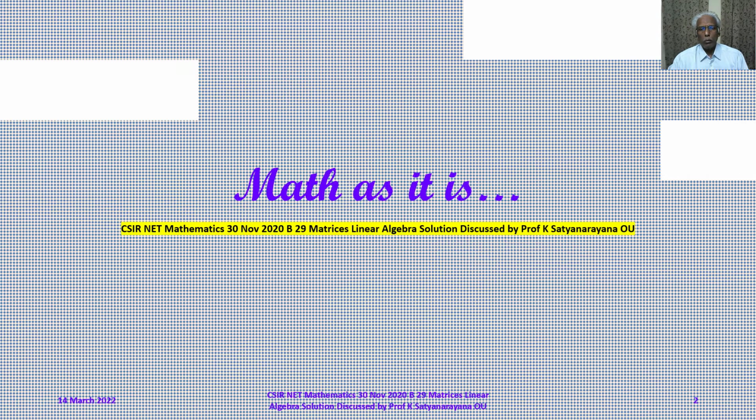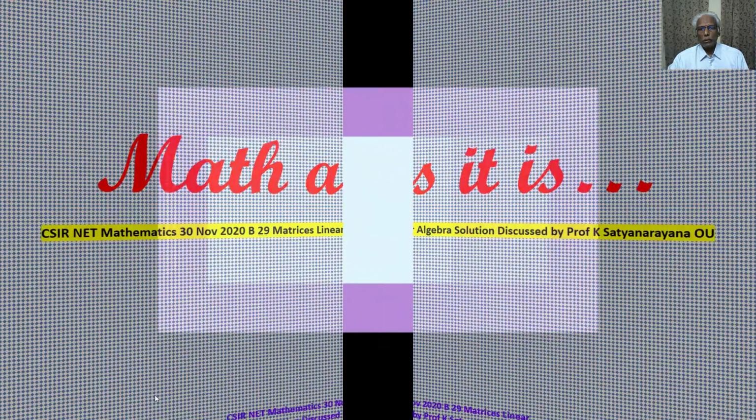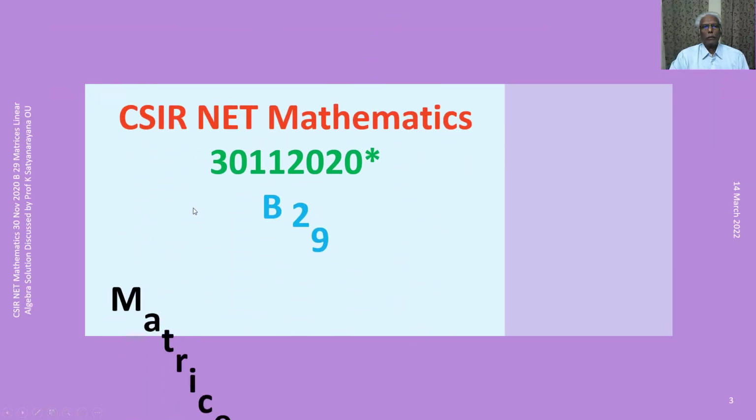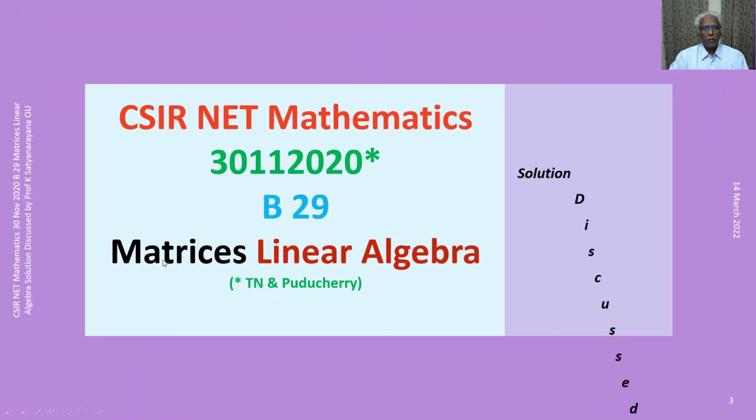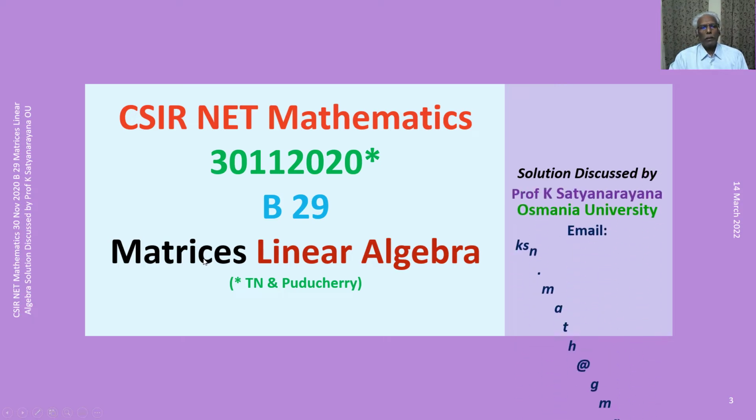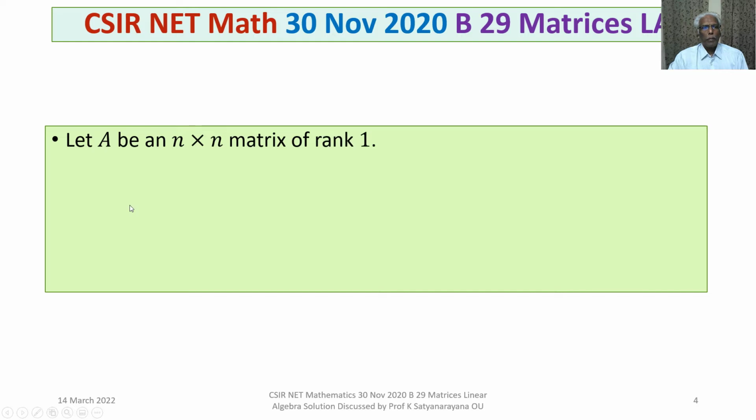We now discuss the solution of a problem from the section Linear Algebra. The problem is based on matrices and the related rank and the determinant. This problem has appeared in CSIR National Eligibility Test held on 30th November 2020 and it is from the section B.